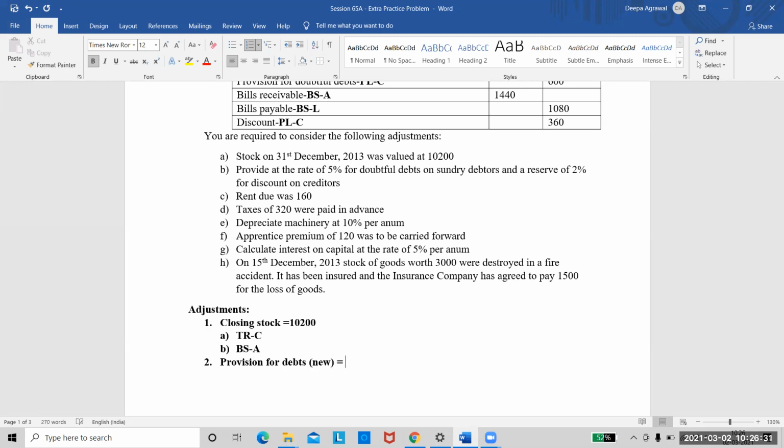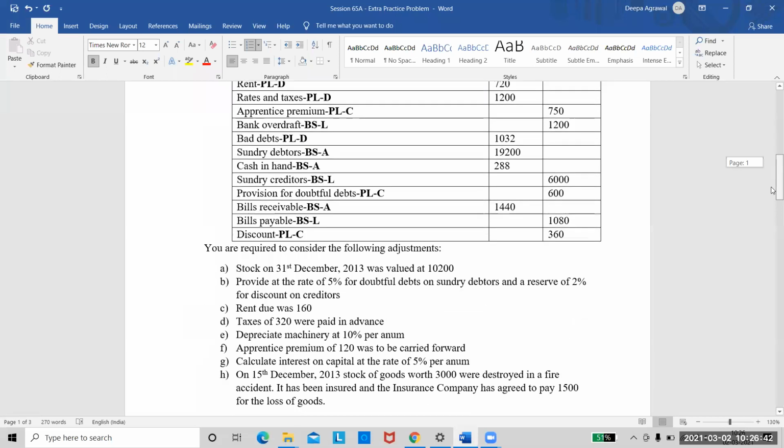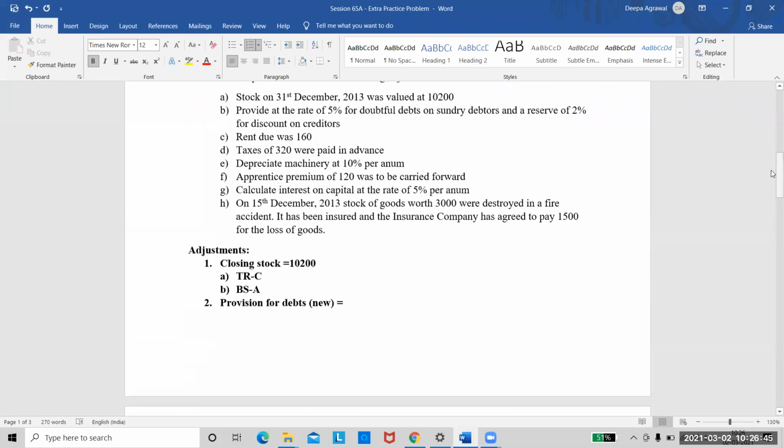And what is he saying? It is 5% on debtors. So tell me the amount of debtors. Quickly see the question and tell me the amount of debtors. Debtors are 19,200. Right? So 19,200 into 5%, calculate. How much do you get? 960. Okay. 960.